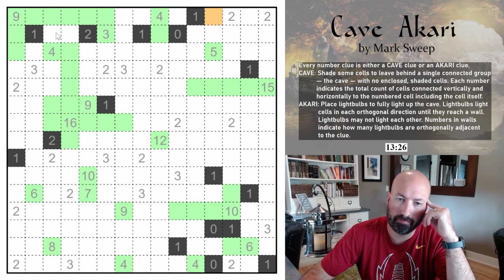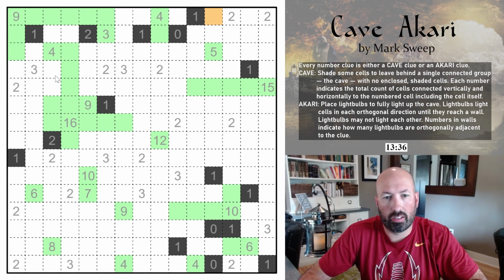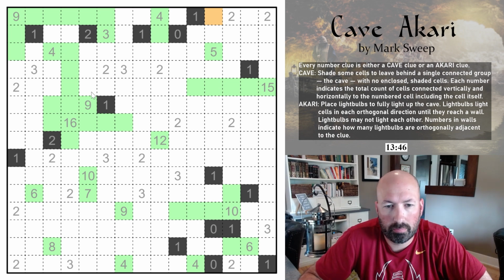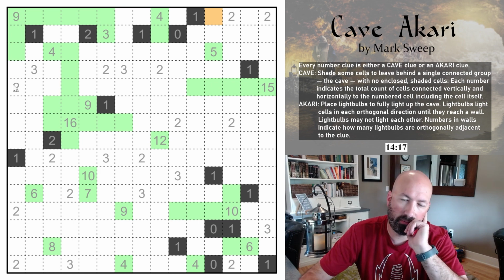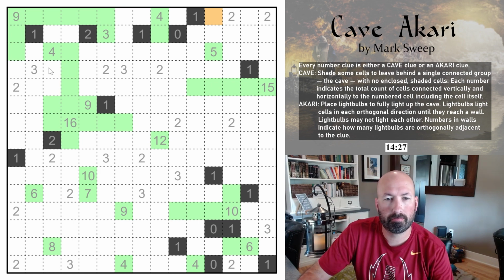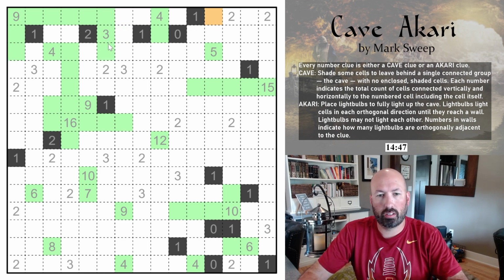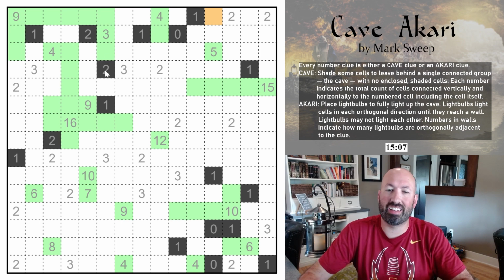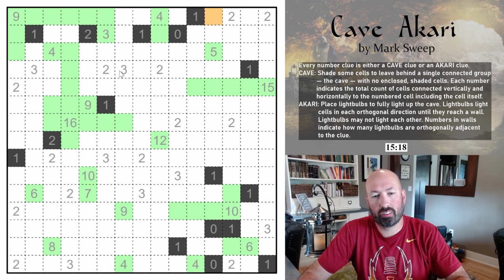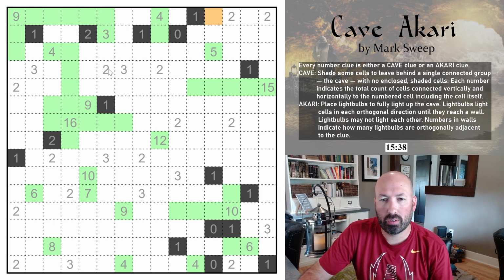I was just wondering if this can go all the way around here. And it could because the 4 still has plenty of places to connect. So, what do we do now? That doesn't force this to be a wall. The 3 there. Can those be... Yeah, those can be both green, I think.